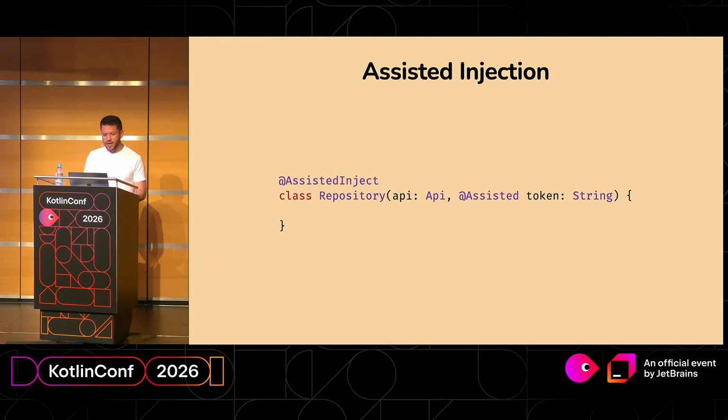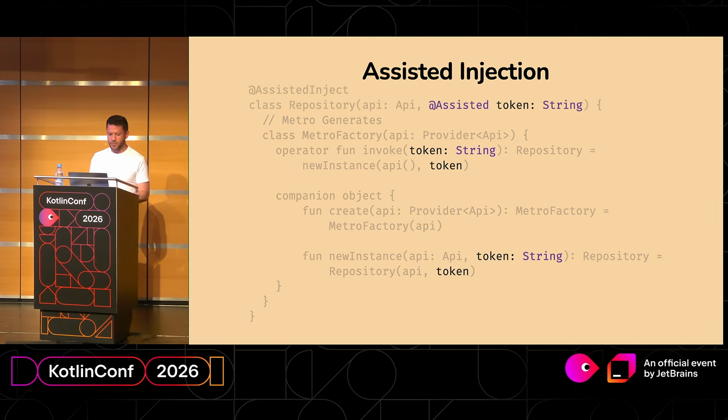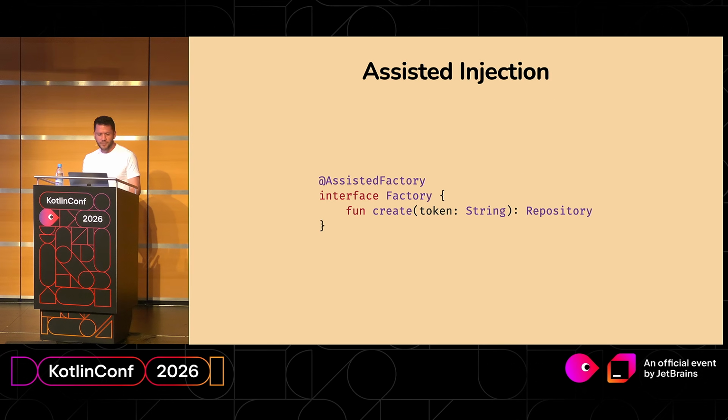So our factory, in this case, still has new instance and invoke, but we need to actually support that runtime parameter going through to them. So it's almost identical to the factories that we're generating for regular constructor injected classes, but we plumb those assisted parameters down through invoke and new instance. It also doesn't implement factory because we already have one.